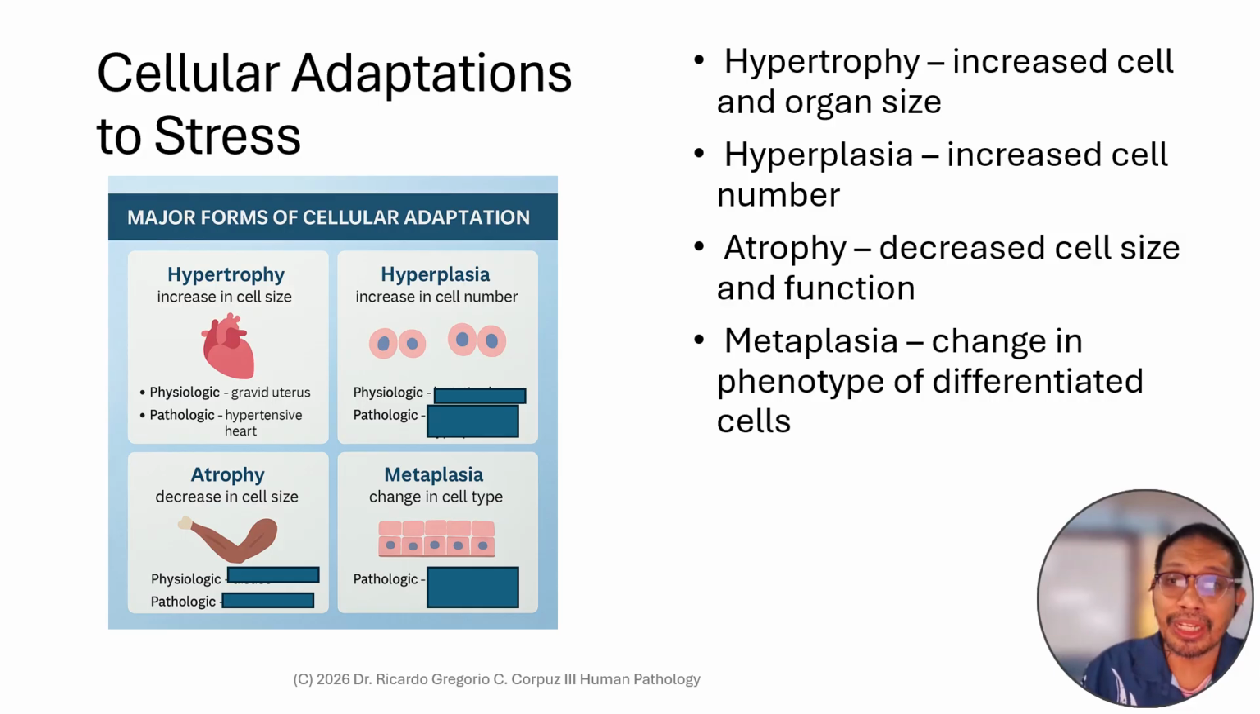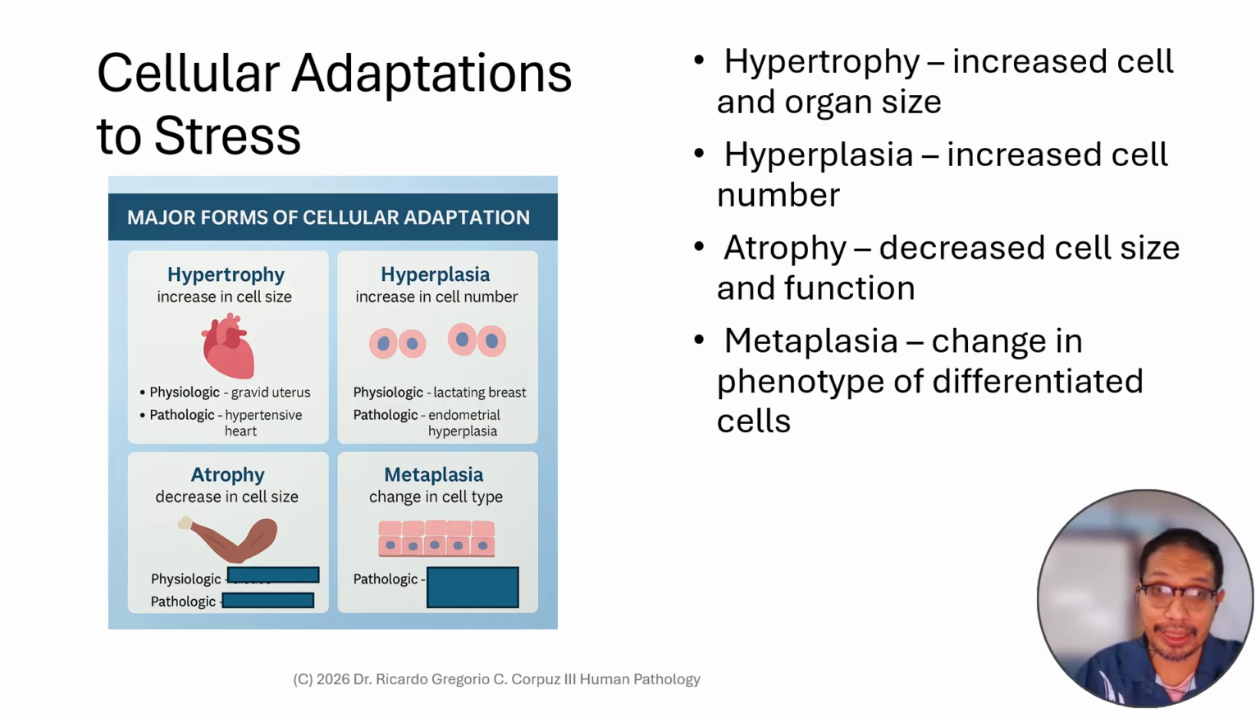Next, hyperplasia, which is an increase in the number of cells, and this can only occur in tissue capable of cell division or those with abundant stem cells. A physiologic example is the proliferation of breast glandular cells during lactation, driven by hormonal stimulation to meet the metabolic demands of breastfeeding. A pathologic counterpart is endometrial hyperplasia, which results from excessive or unopposed estrogen stimulation. In this case, the increased cell proliferation can progress to dysplasia and even carcinoma if the hormonal imbalance persists.